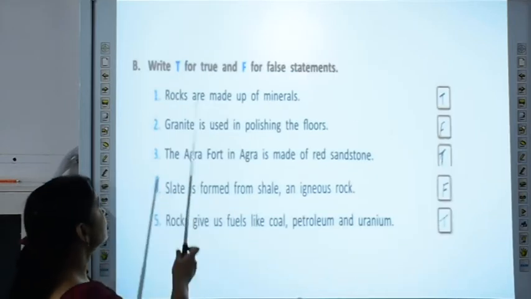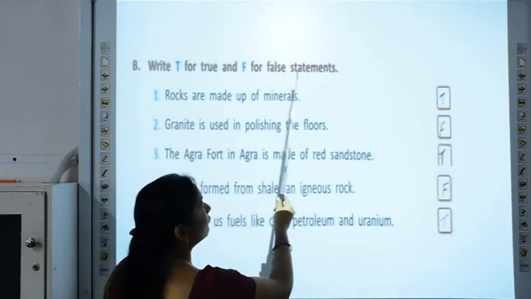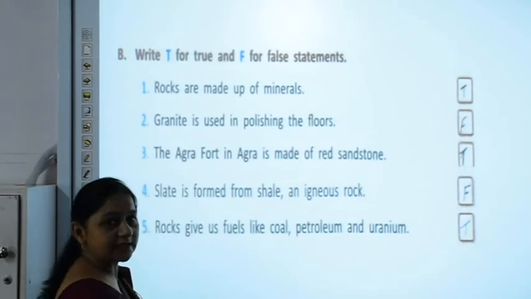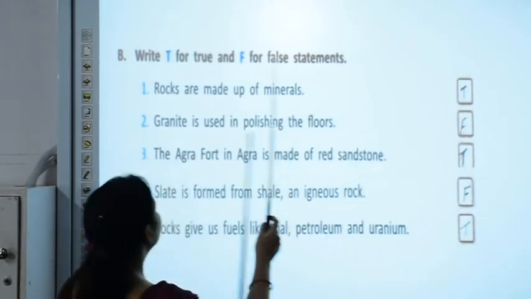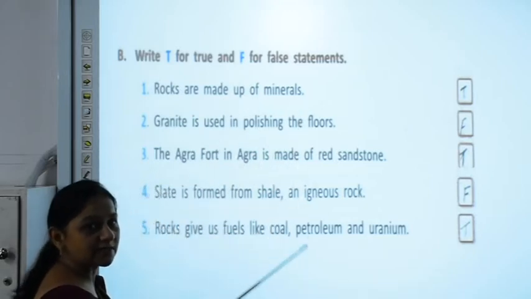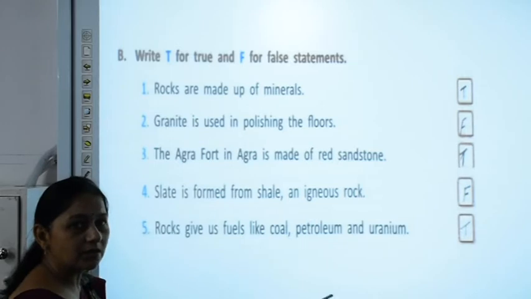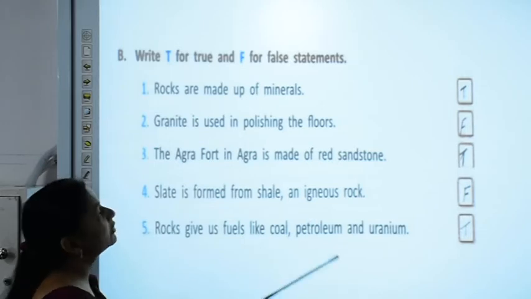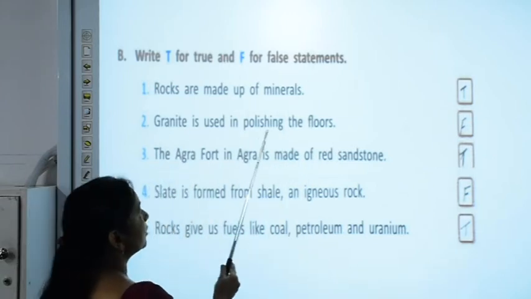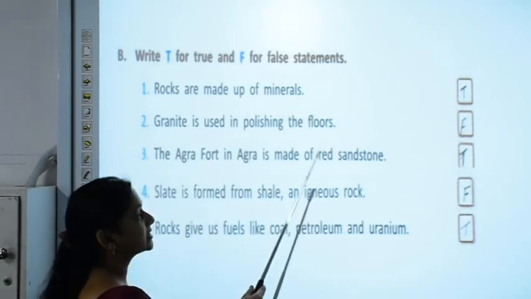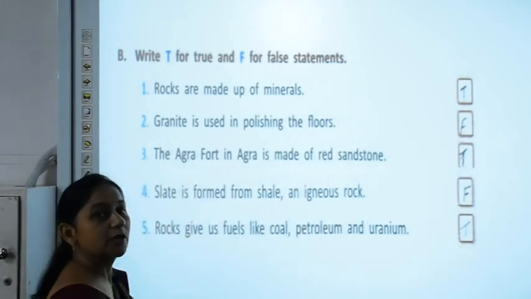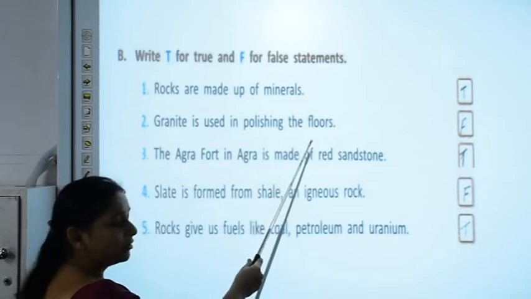Next exercise, write T for true and F for false statements. You need to write T and F for the correct and incorrect statements here. The first one, rocks are made up of minerals. As we have said in the starting, all the rocks present on the earth are made up of minerals. So this statement is true. Granite is used in polishing the floors. No, this is a false statement because granite is not used in polishing the floors. Pumice is used in polishing the floors.